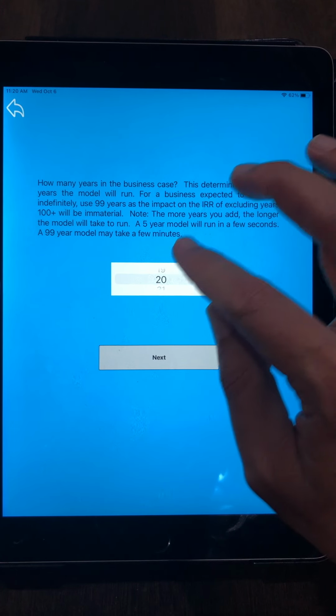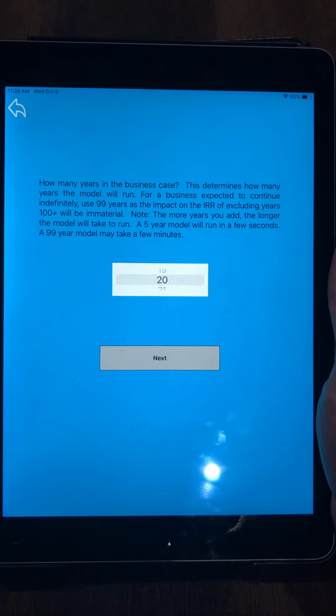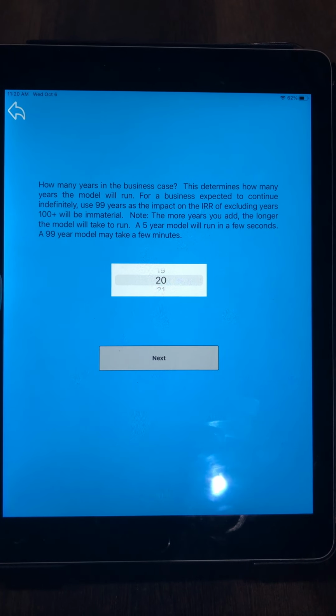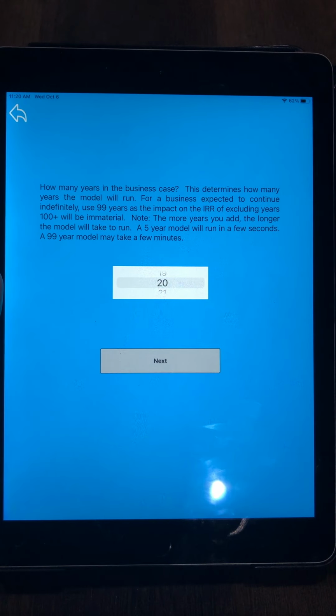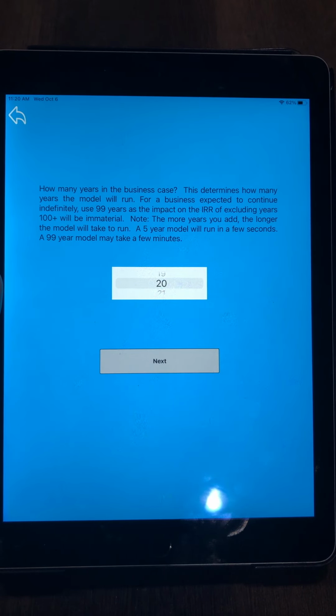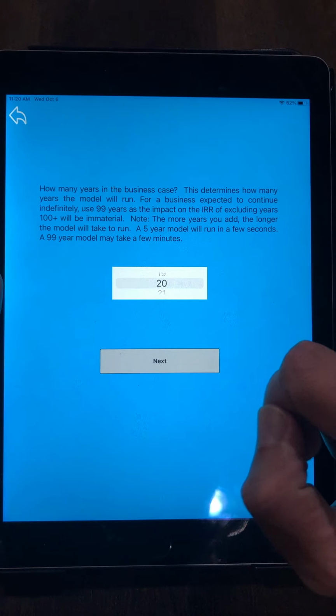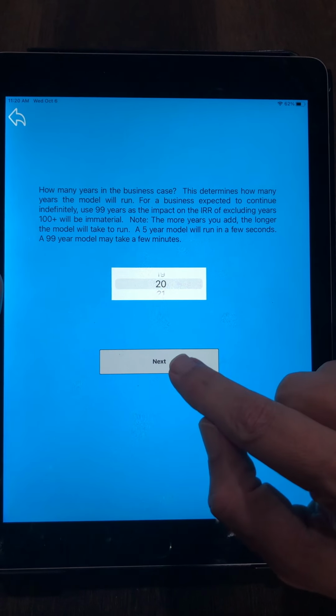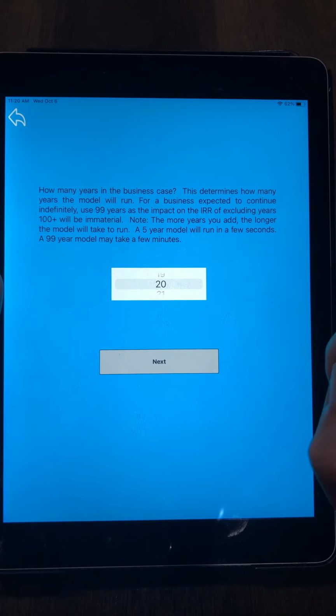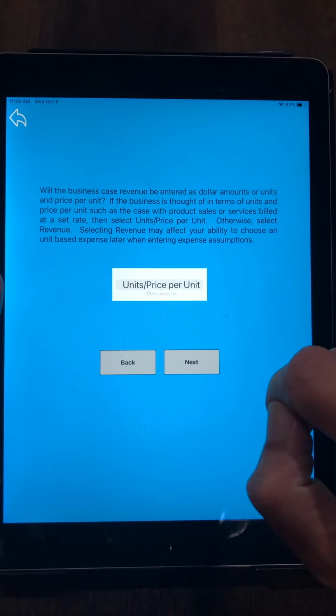The reason I picked 20 years is that if I'm discounting back to a net present value or any IRR, after 20 years that tail isn't going to affect the calculations too much. If I go longer than 20 years, you'll find out that it takes a while for the model to run, and I just don't want to wait that long every time I run it. Okay, I'm going to hit next.